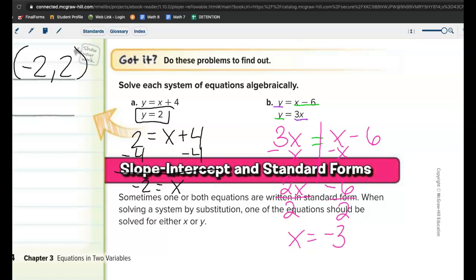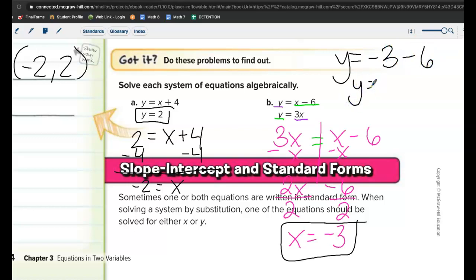Okay, what do I do with that now? Put it in, as with the y. Which one do you want to do? The top one. It makes it way easier. So if I substitute, y equals negative 3. So what does y equal? Negative 9. So what's my final answer? Negative 3, negative 9. How many solutions do I have? 1.